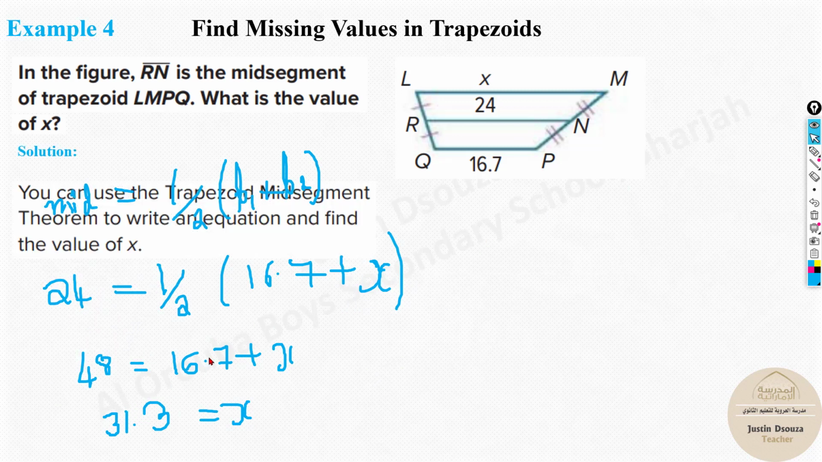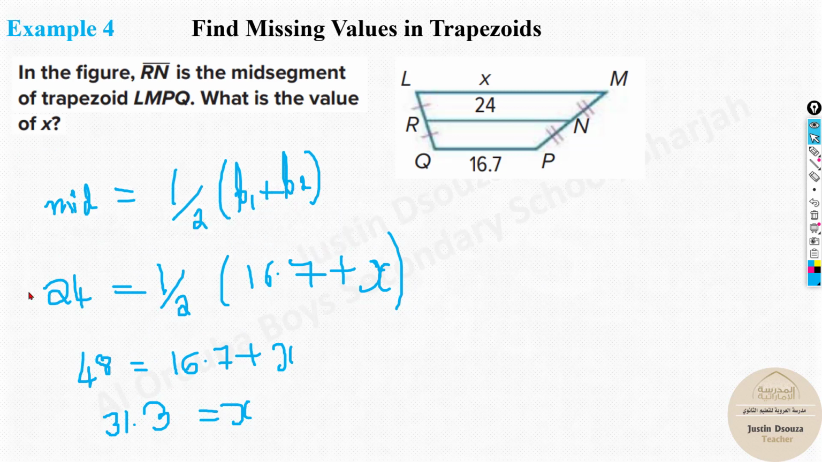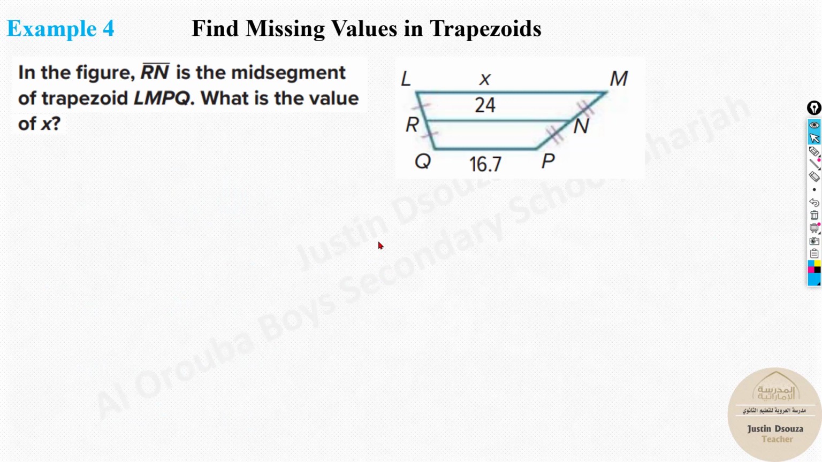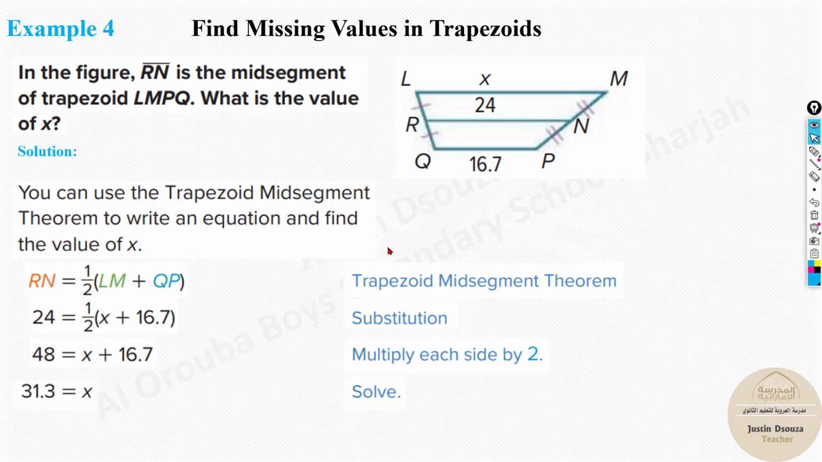I hope this is clear. All you're doing is substituting, or you can put this step directly after substitution in the calculator, use X as the variable, and you will get the answer. Okay, if you're worried about this calculation, put this in the calculator. So this is how you solve mid-segment problems. Always remember the mid-segment divides this line into half.